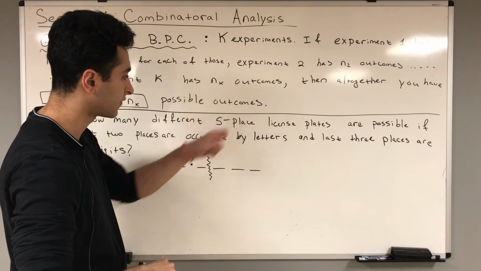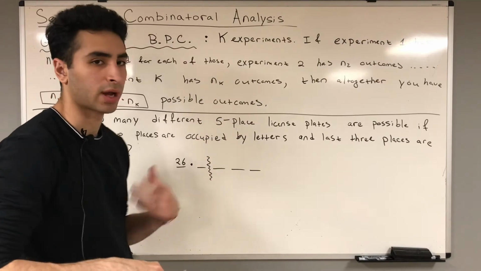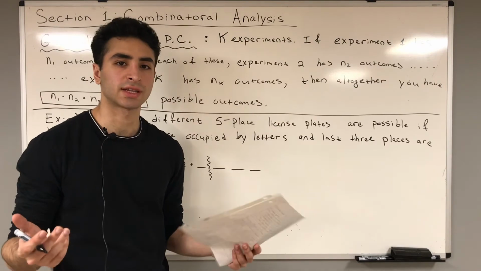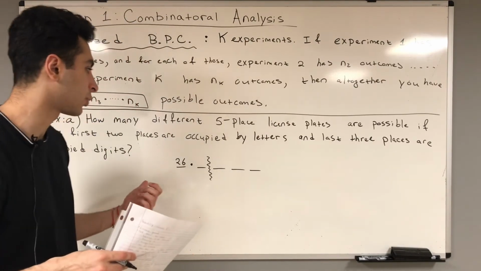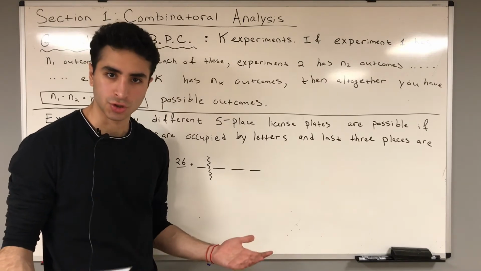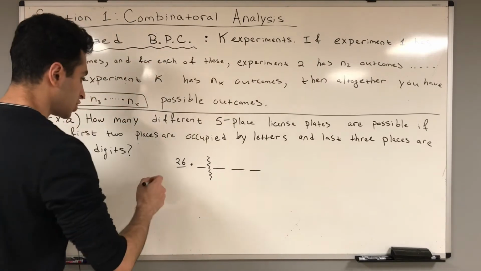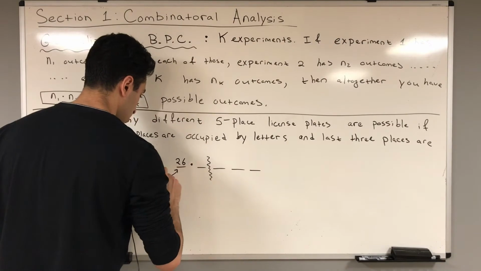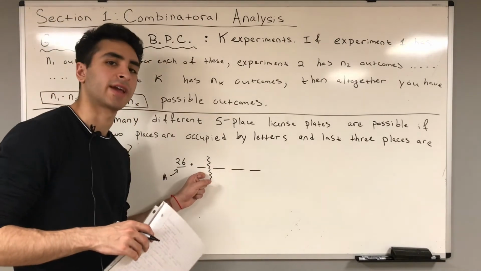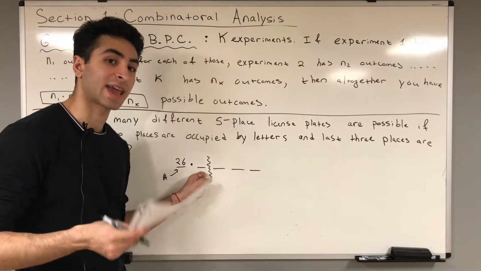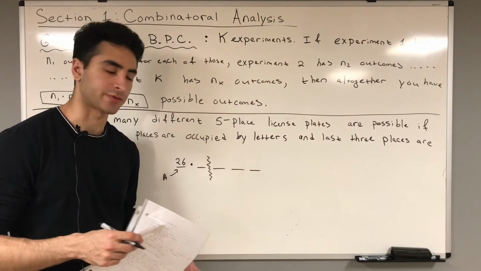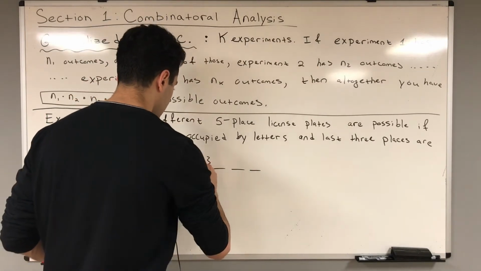The second place of the license plate is also occupied by a letter. Well, we still could choose any letter we want, right? The question doesn't say we cannot repeat a letter. So we still have 26 letters to choose from. So let's say I chose A here. I can still choose A again. The question doesn't say I can't choose A, so we still have 26 letters to choose from. So that's for experiment 2.